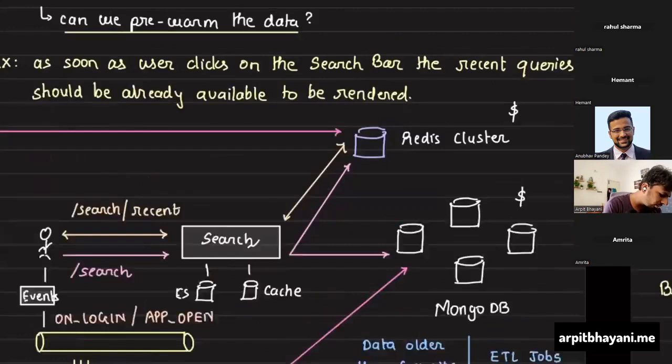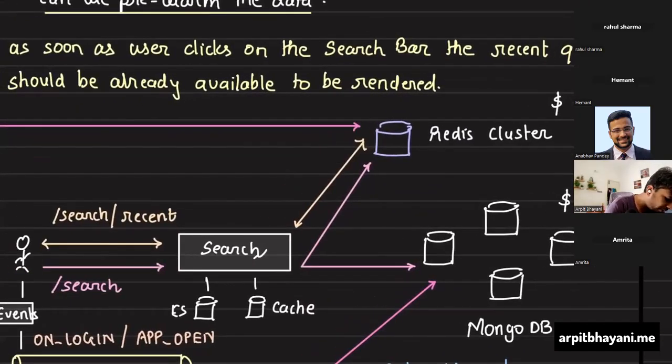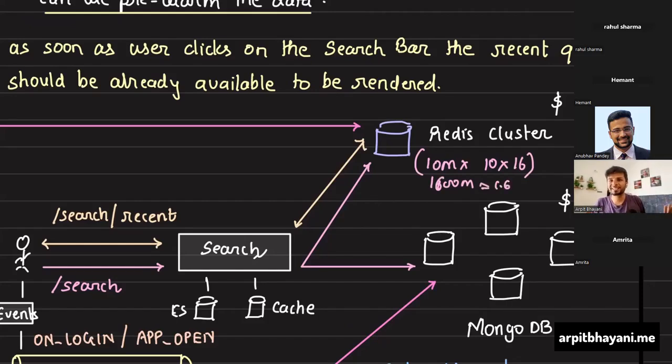If you just do a small calculation: let's say we have 10 million users, and for each user I'm storing 10 queries. The size of each query is hypothetically 16 characters on average. So this will be the total storage of Redis. 10 million into 10 is 100 million. 100 million into 16 is 1600 million, which is equal to 1.6 GB. Peanuts.